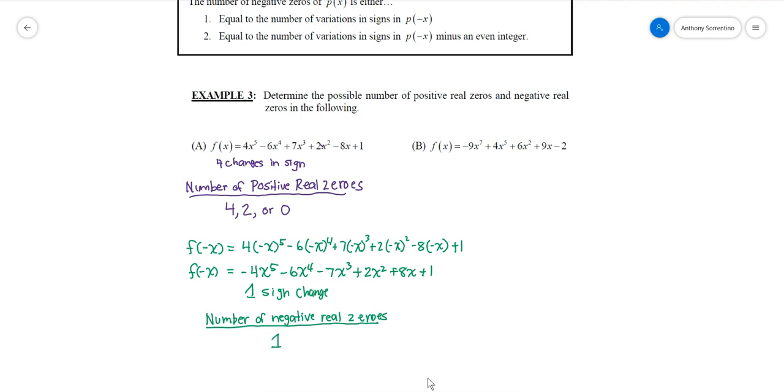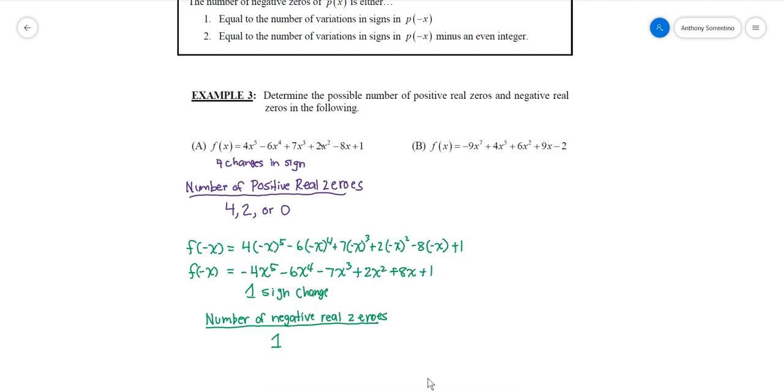Because if I try to subtract an even integer from that, I'm going to get negative. I can't say, well, I have negative 3 negative zeros. That doesn't make sense. So this pretty much tells me that this function here is going to have one negative real zero. So I know it's guaranteed to have one real zero.